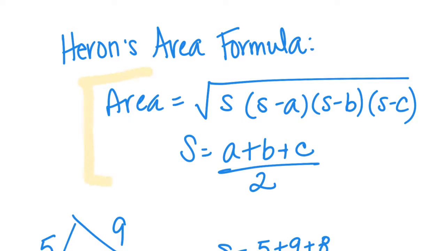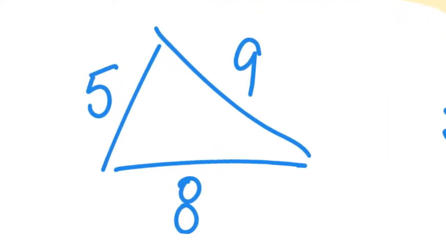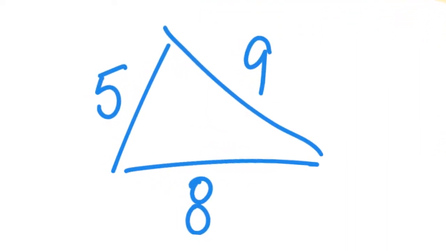The area is equal to the square root of s times s minus a times s minus b times s minus c. But we need to know, most importantly, that s is equal to a plus b plus c over 2. So what if I gave you this triangle and I said, hey, let's find the area of this triangle? It's probably not drawn to scale, but our sides are 5, 9, and 8.